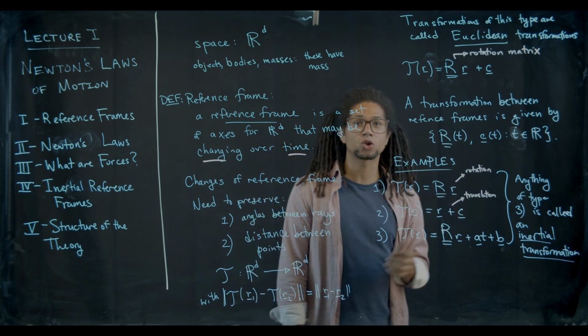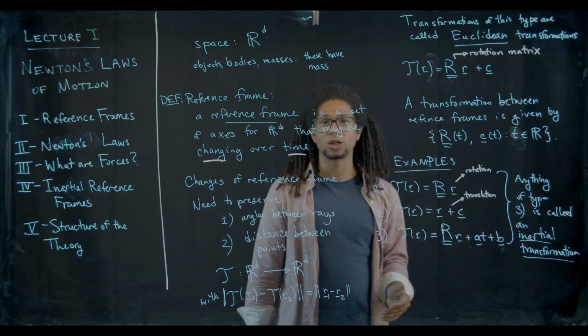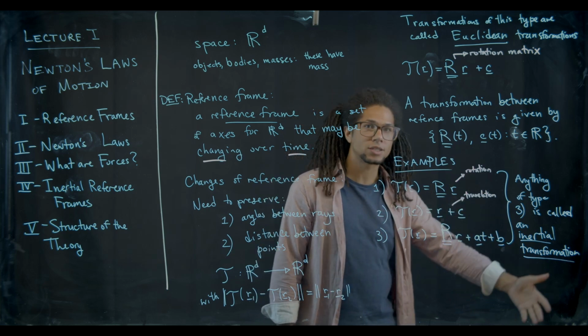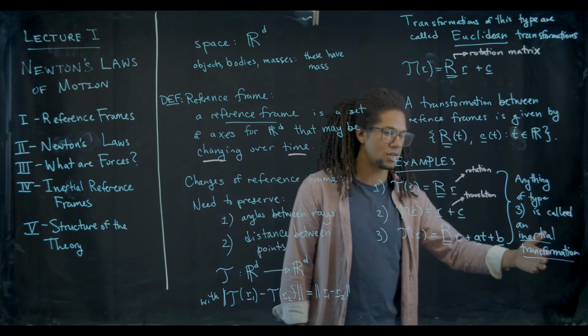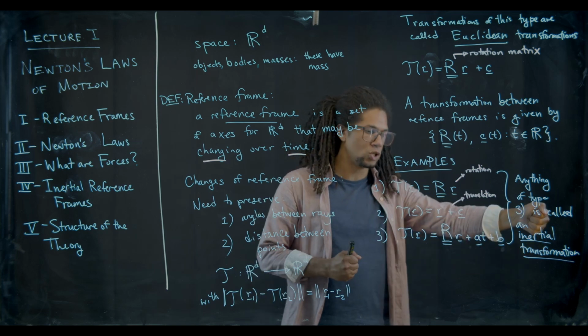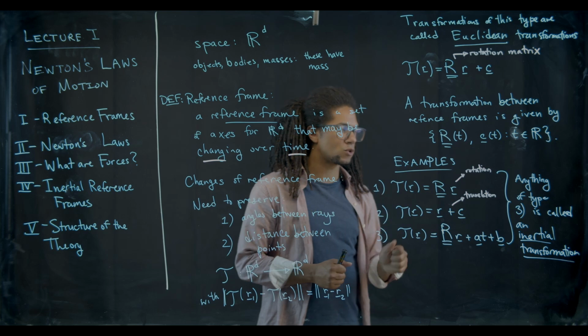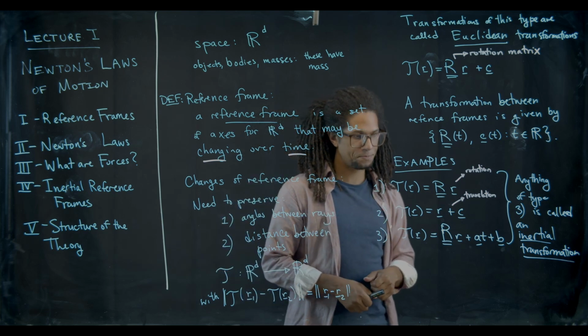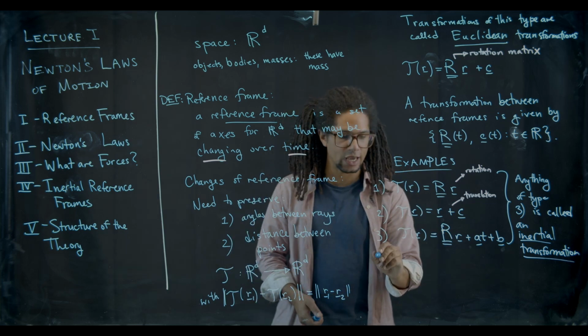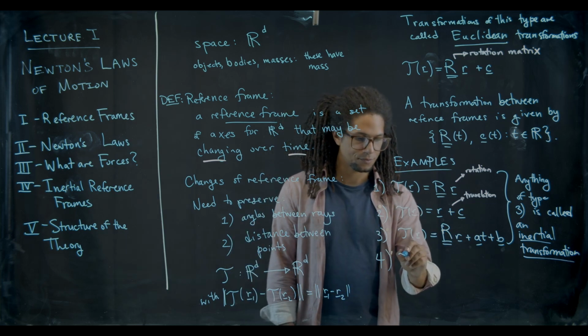Okay, an inertial transformation, again, is just one in which the origin is moving at a constant rate, or I should say constant velocity, with respect to the old origin. So then the origin in the new reference frame is moving at a constant rate with respect to the origin in the old reference frame. Wonderful. Now let's continue with, let's say, two more examples.